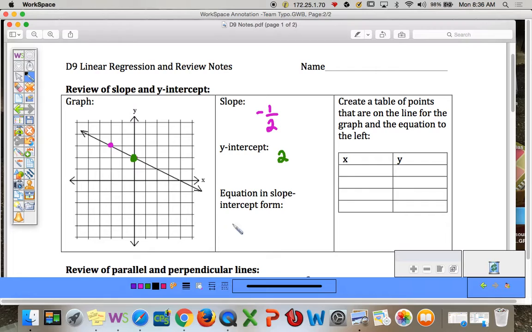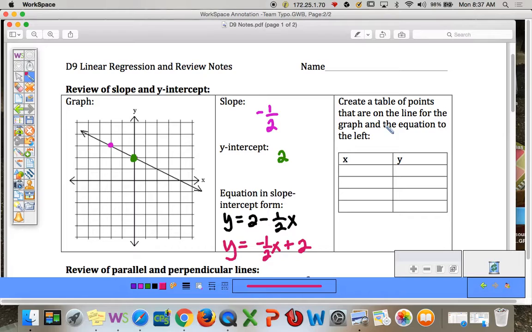In your equation, there's 2 ways to write this. We can write y equals 2 minus 1/2 x, or we can write this as y equals negative 1/2 x plus 2. So there's 2 ways to write this. Notice that the slope is negative in both, and the slope is next to the x in both.